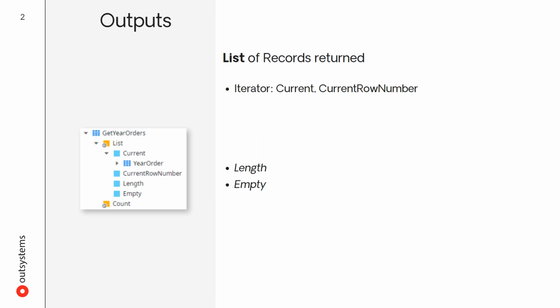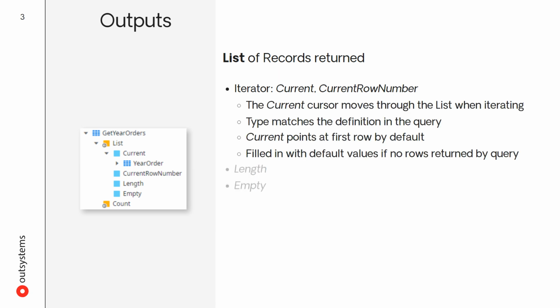First, the aggregate returns a list of records that matches the query definition. This list of records has several important properties, such as iterator-related properties, length, and empty. Regarding the iterator-related properties, these allow you to iterate the list of records returned by the aggregate.